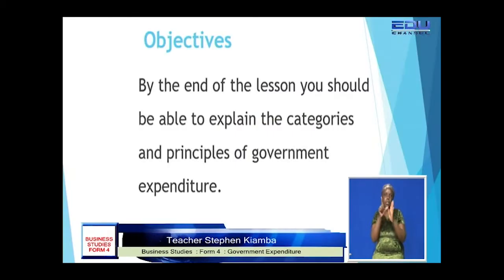Welcome. These are our objectives today. By the end of the lesson, you should be able to explain the categories and principles of government expenditure.